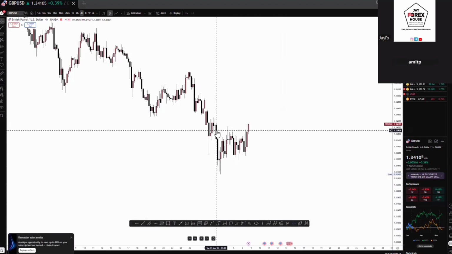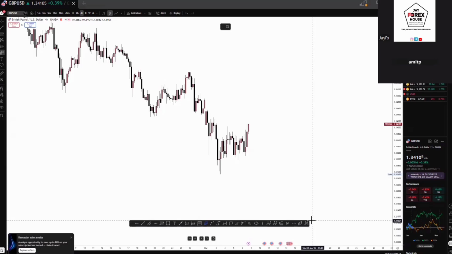Because at the same time, you have to understand that sometimes I say internal and external market structure, and sometimes I say internal and external range liquidity. Do you notice them? I'm going to make a drawing now.